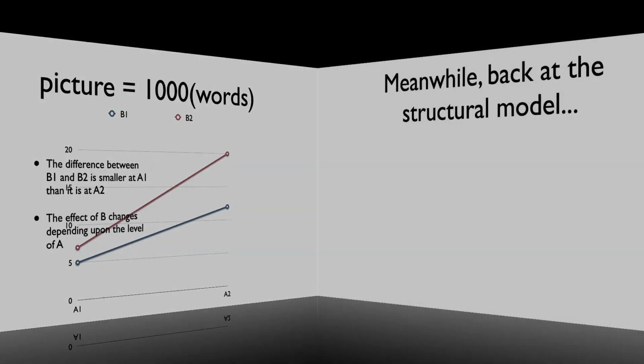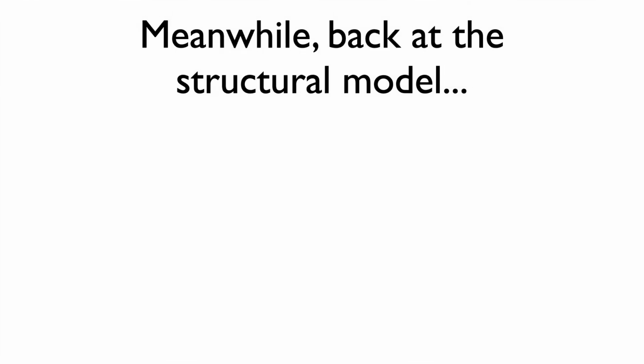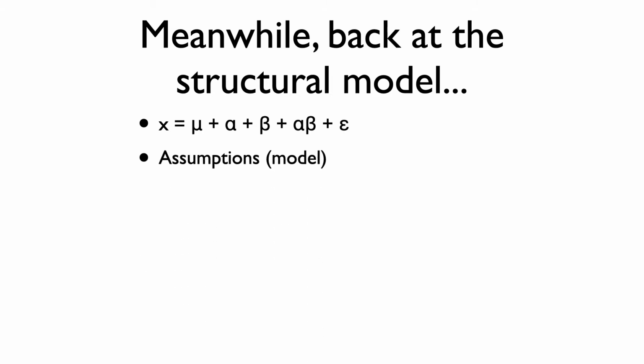So let's go back to the model, x equals mu plus alpha plus beta plus alpha beta plus epsilon. We have some assumptions. We're always going to have assumptions, right? So the first assumption is that the sum of the alphas equals 0. The sum of the betas equals 0, and the sum of the alpha betas equals 0.